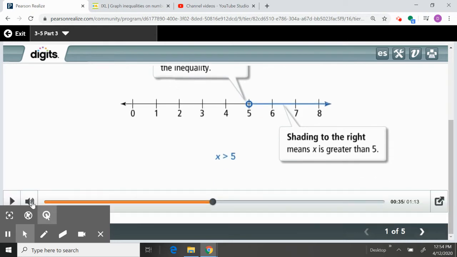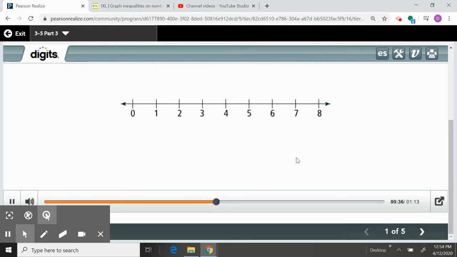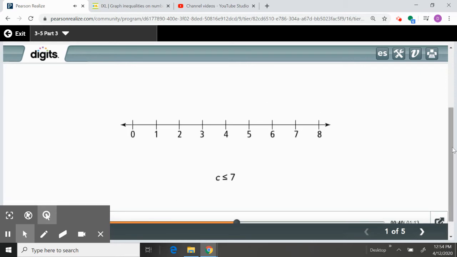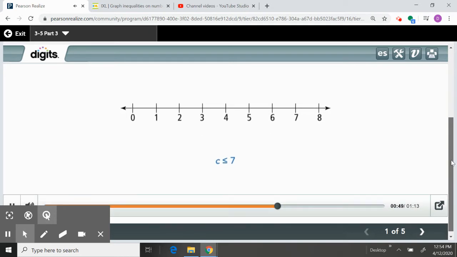Okay, so we're going to let them take it away again. Graph the inequality. C is less than or equal to 7 on the number line. C is less than or equal to 7, so 7 and all values less than 7 are solutions of this inequality.